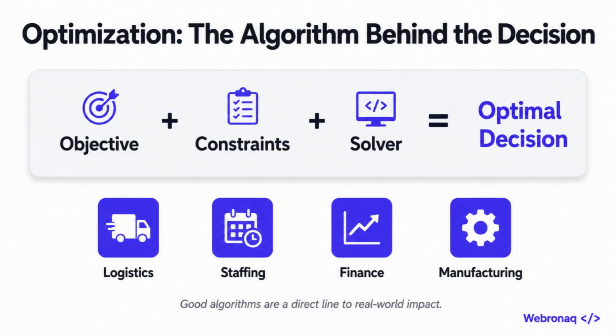Alright, let's bring it all together. Every optimization problem has the same 3-part shape. A goal you want to reach, the constraints that box you in, and a solver that finds the best answer within those limits. Linear programming handles smooth, continuous choices. Integer programming tackles the messier real world, where whole number answers make the possibilities explode.